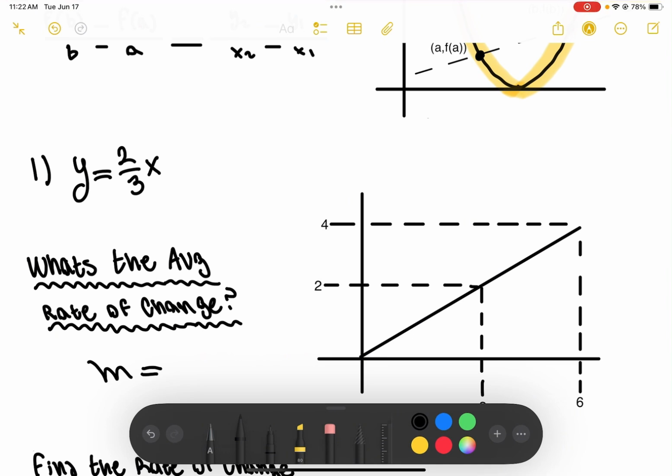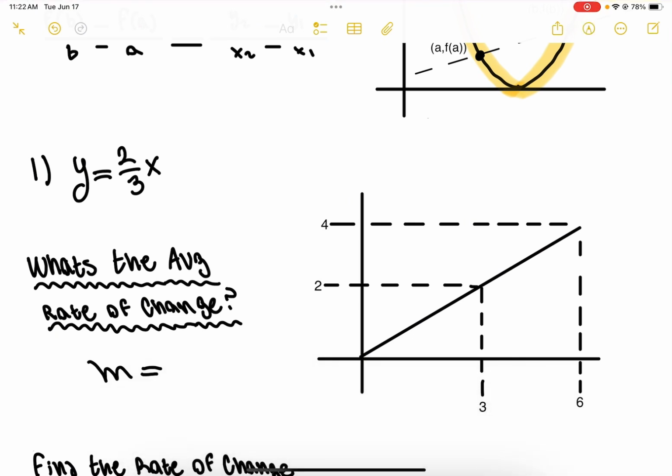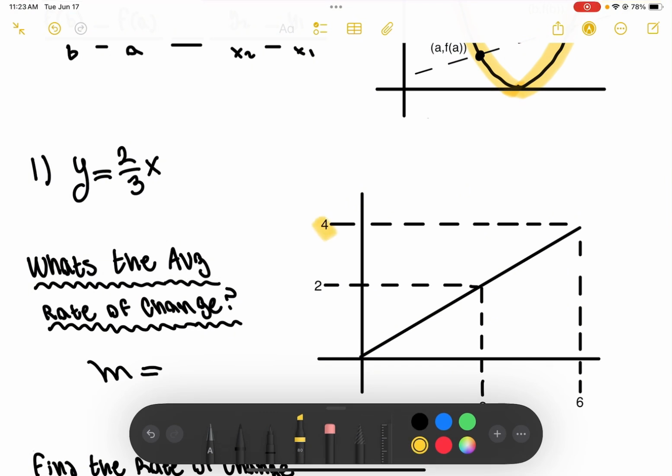Alright, here's another refresher from last video. What is the average rate of change of this line? Well, we're given that the line is y equals 2 divided by 3 x. And so we can easily calculate the rate of change by, again, getting these 2 points and putting them into the formula: change in y over change in x.